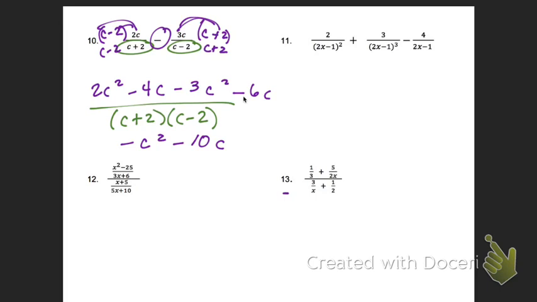Can you simplify that? I could. What could I do? I could take out a negative C. Wouldn't it be, because it's a negative and then it's minus, do you not count the negative in the middle? Over C plus 2, C minus 2.